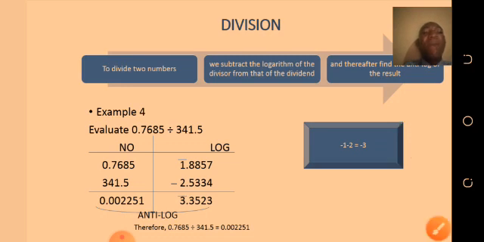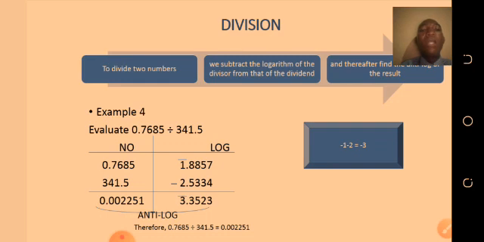So let's check the anti-logarithm of that one now. The anti-logarithm of bar 3.3523, that will give us what? When you check the anti-logarithm table of 35 under 2, difference of 3, that will give us 2251. And that characteristic, which is bar 3, remember from our anti-logarithm class, bar 3 is 0.00.